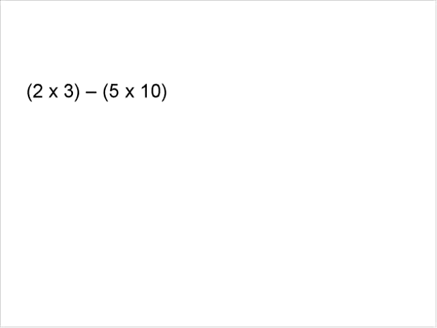So in our first step, 2 times 3 is 6. The minus sign stays the same, and then 5 times 10 is 50. That would be our next step. We've just done what's inside the parentheses, and now we can remove the parentheses because there's nothing left to do inside them. And just say 6 minus 50, and 6 minus 50 is negative 44.